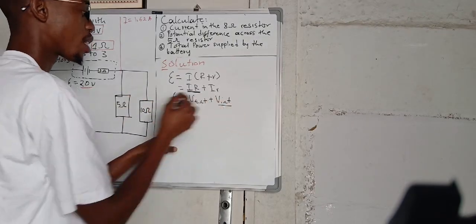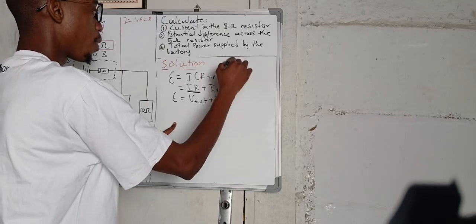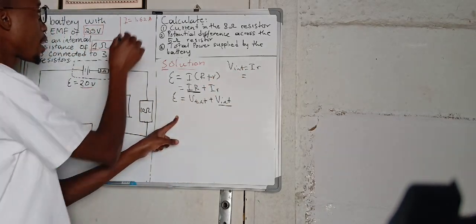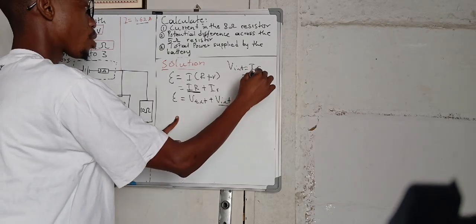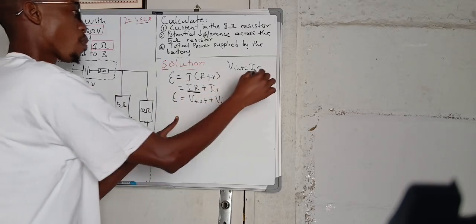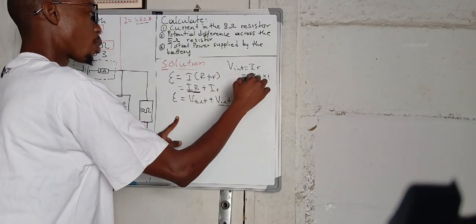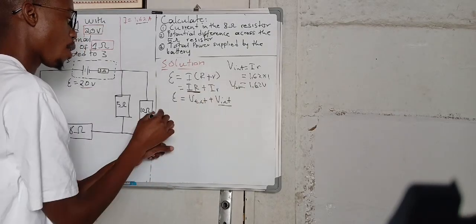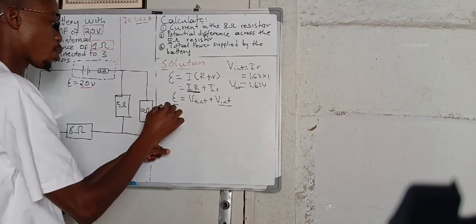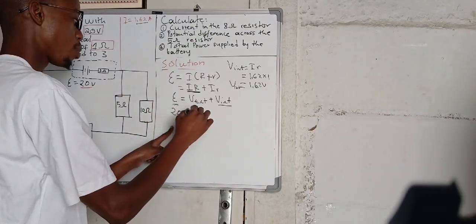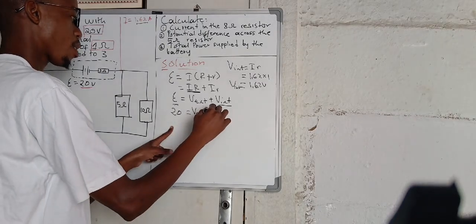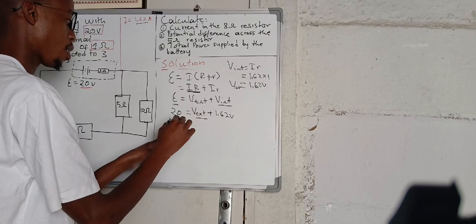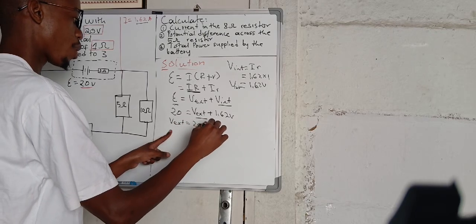Now, let's calculate voltage internal first. Voltage internal is going to be current multiplied by internal resistance. What is my current? I calculated it as 1.62, multiplied by the internal resistance, which is 1. So voltage internal is going to give us 1.62 volts. We were given here that the EMF is 20. So I'll say 20 equals voltage external plus 1.62 volts, and therefore voltage external is going to be 20 minus 1.62.